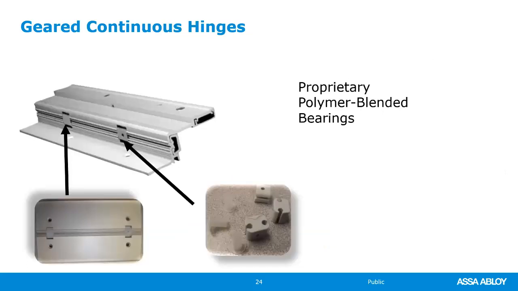Now, the placement of the bearings determines if the hinge is standard, heavy duty, or the extra heavy duty 1100 series. The standard is 6 inches center to center between the bearings. The heavy duty one is 3 inches spacing center to center on the bearings. And the extra heavy duty 1100 series is 1.5 inches spacing center to center on the bearings.